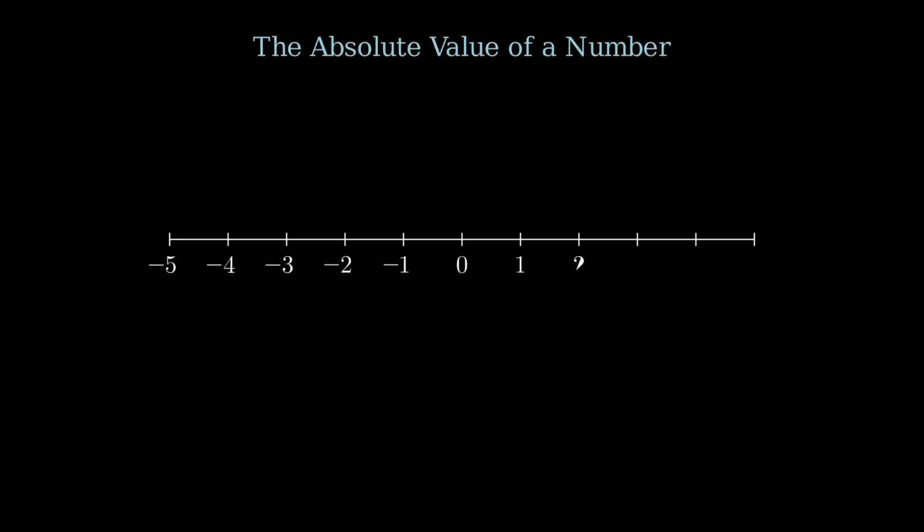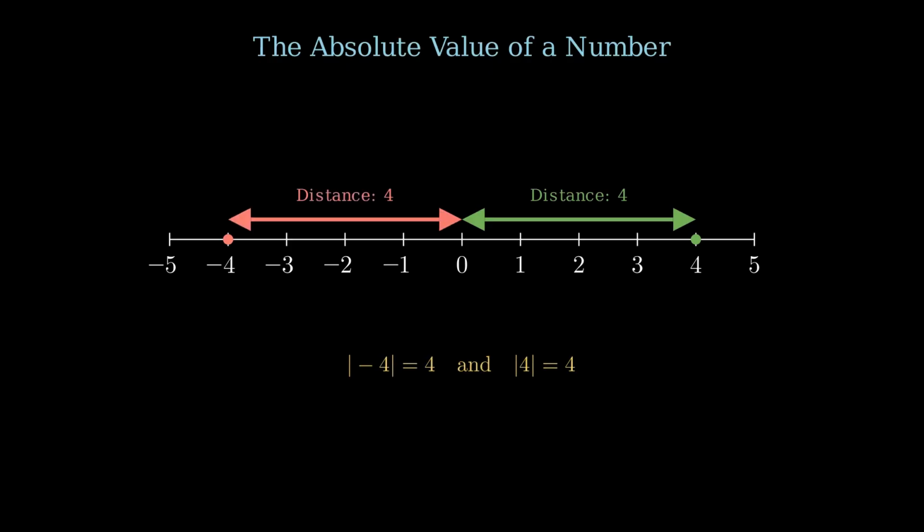The absolute value of a number is its distance from 0 on the number line. Because distance is always positive or zero, absolute value ignores the sign and only measures the size. For example, both positive 4 and negative 4 have a distance of 4 from 0.